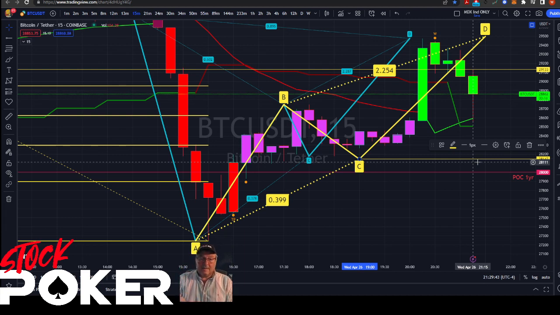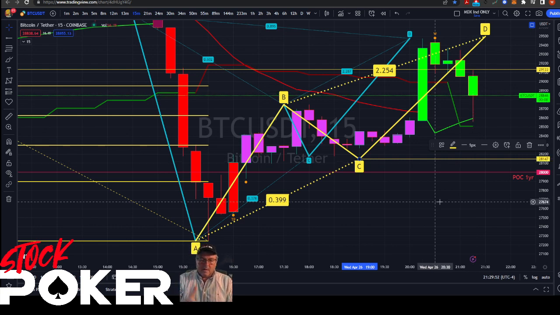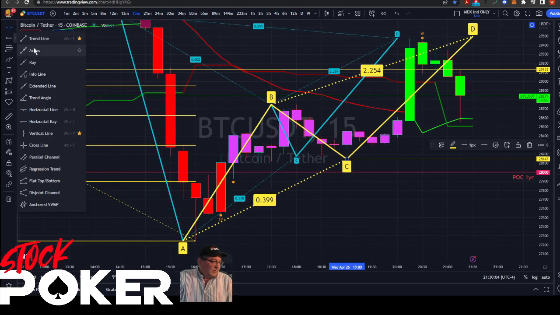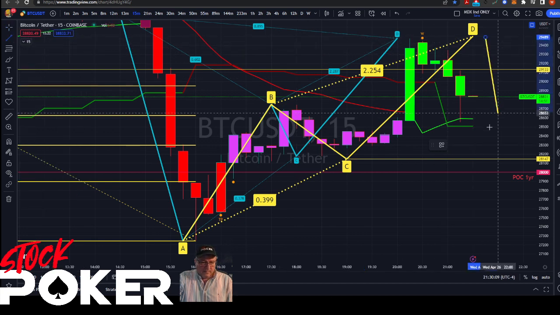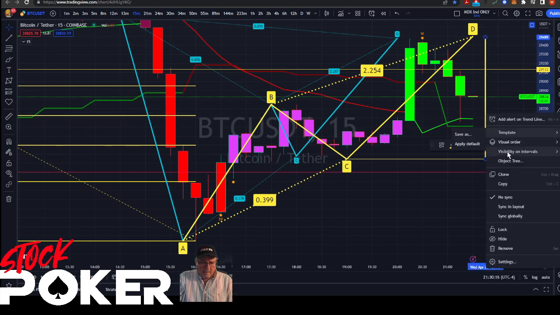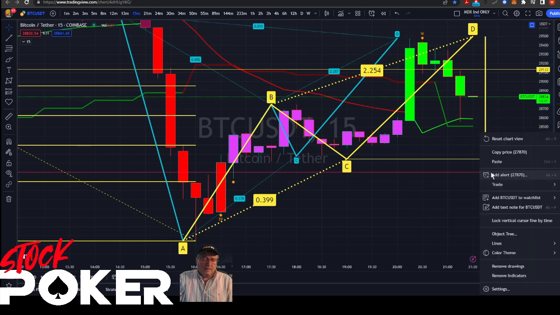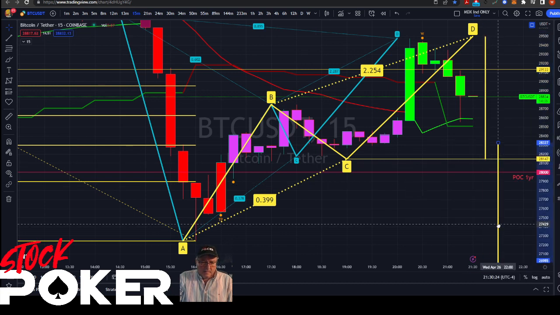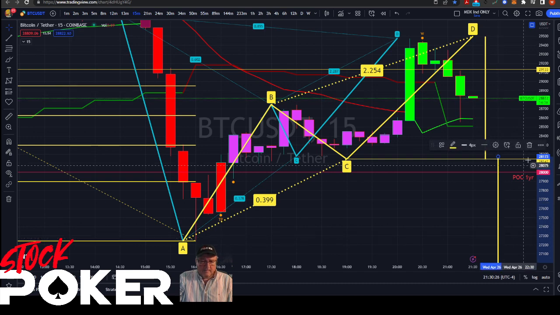On crypto, I'm telling you, you got to be fast. You got to be swift on your feet. Where do we go here if this is indeed a sea pony turning into a seahorse? It's really, really simple. Just go ahead and draw yourself a trend line here from D to C. That's what we do. And let's go ahead and duplicate that. Copy, and so this is our price target right there.